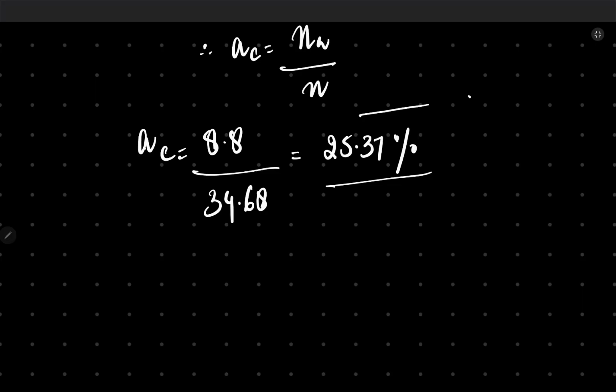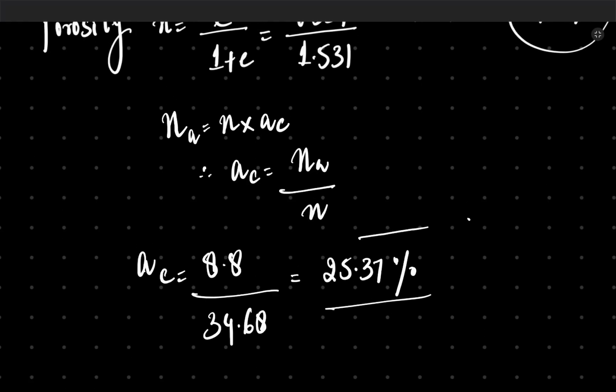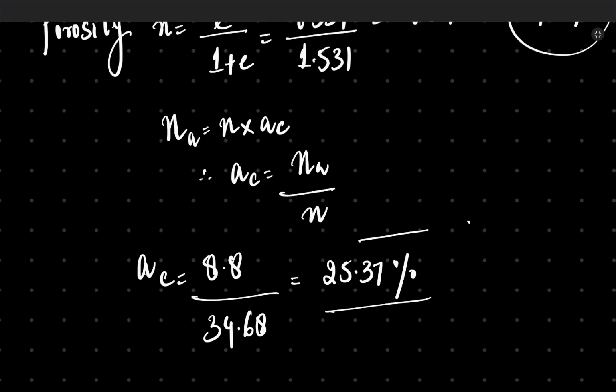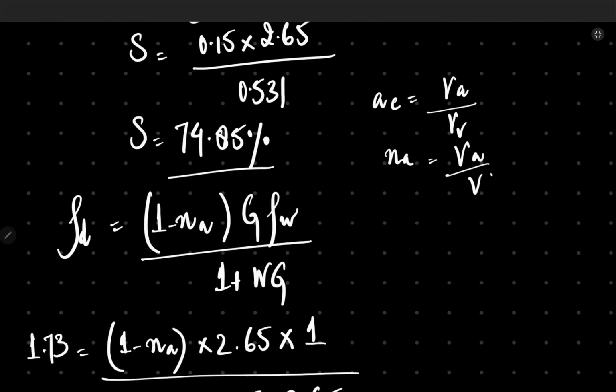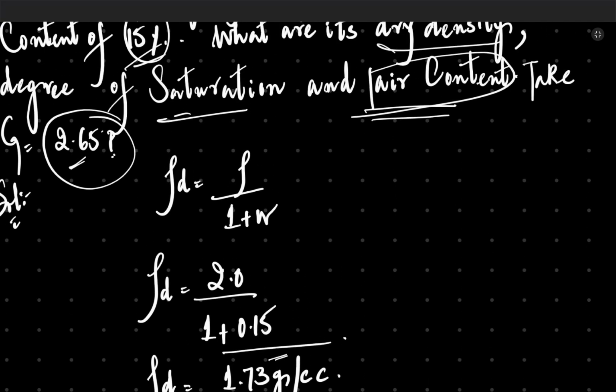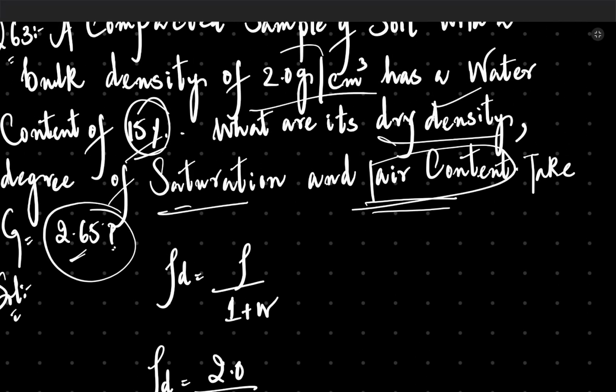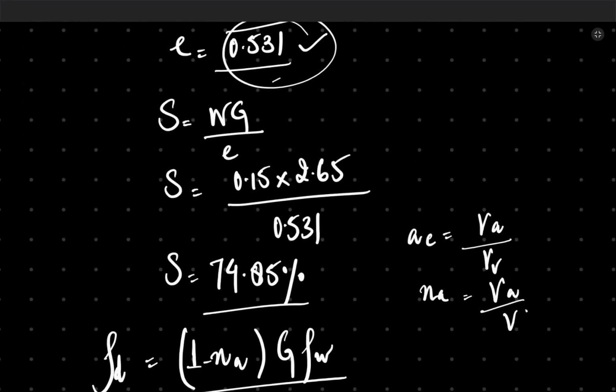Air content is also usually expressed as a percentage, as we express the percentage air voids. So both percentage air voids and air content are expressed as a percentage. And the interrelationship between percentage air voids, porosity, and the air content is this. So with this I have completed the question. In all respects, we have found the dry density, the degree of saturation, as well as the air content. All right, let's move on and do the next one.